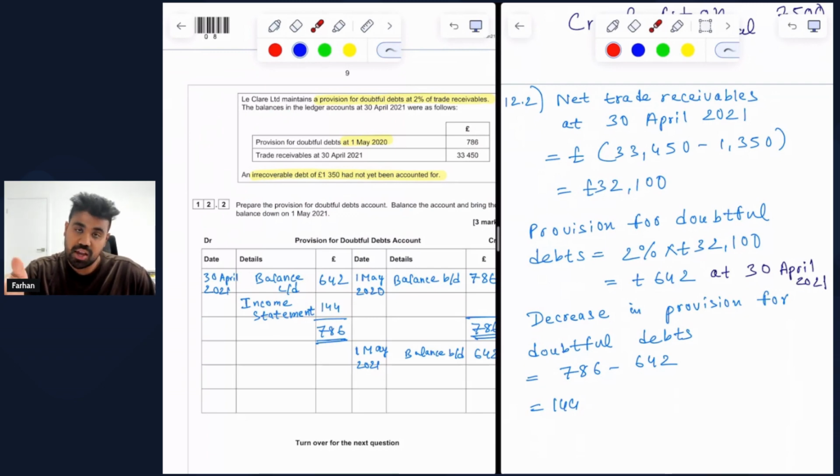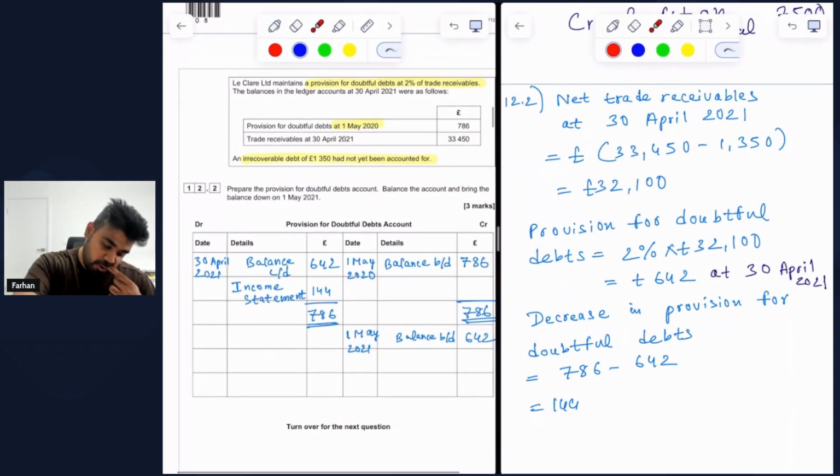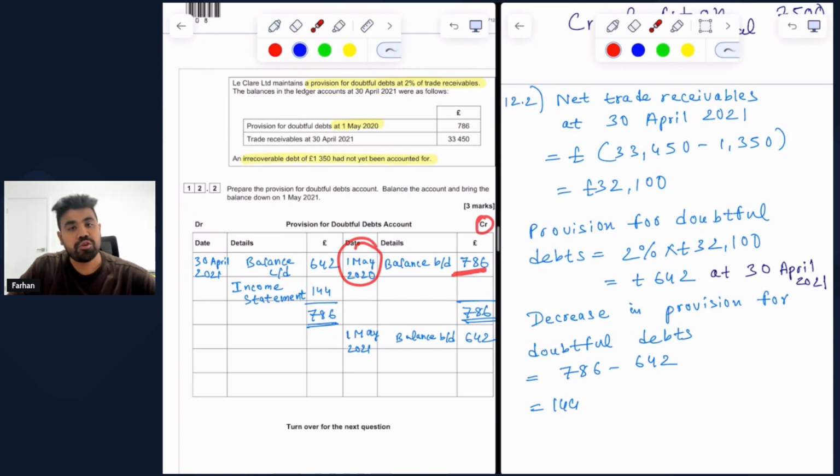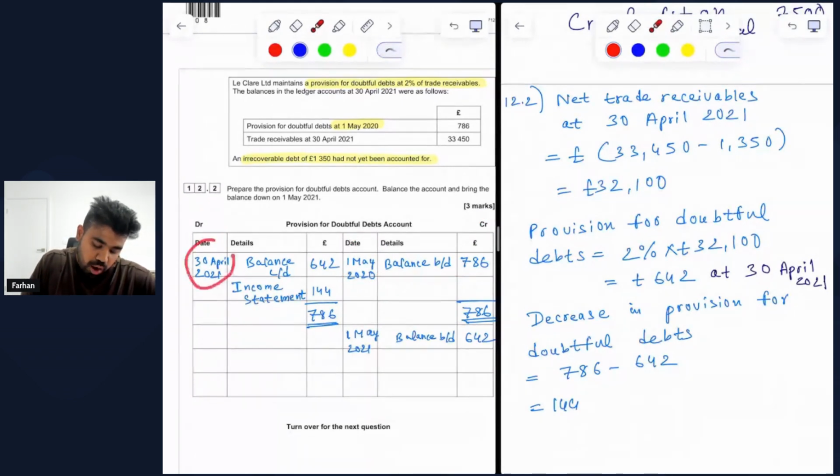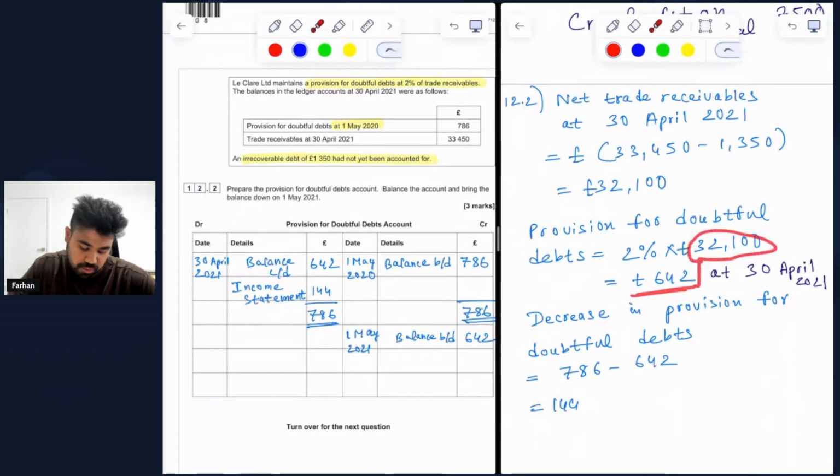So let's prepare the T account for provision for doubtful debts. So it's going to be pretty straightforward. So we start with the opening balance on the credit side on 1 May 2020 of £786. Always remember that provision for doubtful debts by default is a credit account. So the opening balance must be on the credit side every time. And the closing balance would therefore have to be on the debit side. So on 30 April 2021, the balance carried down of £642, the amount that we have calculated ourselves by using 2% on the net amount of £32,100.